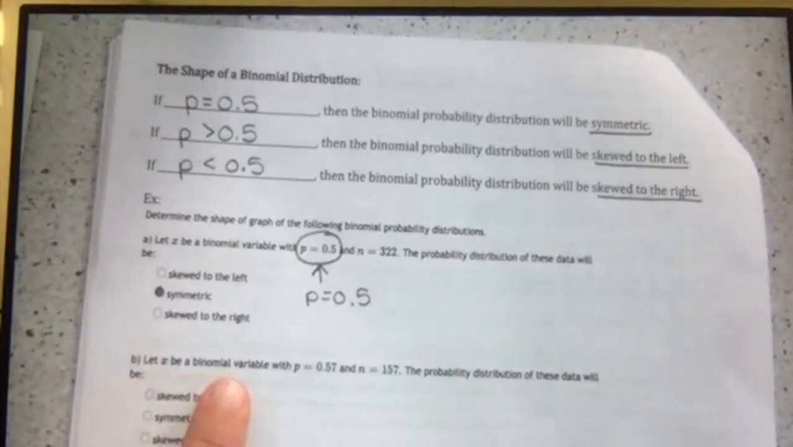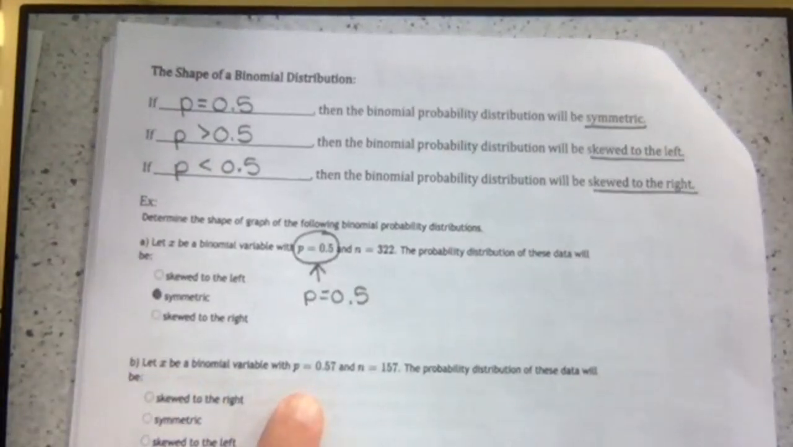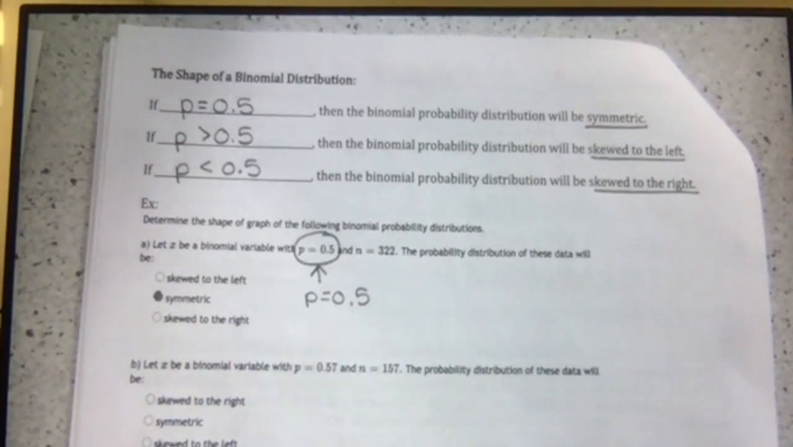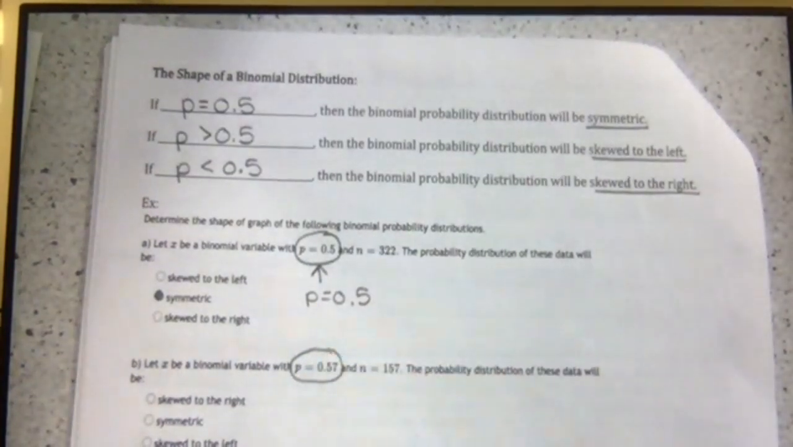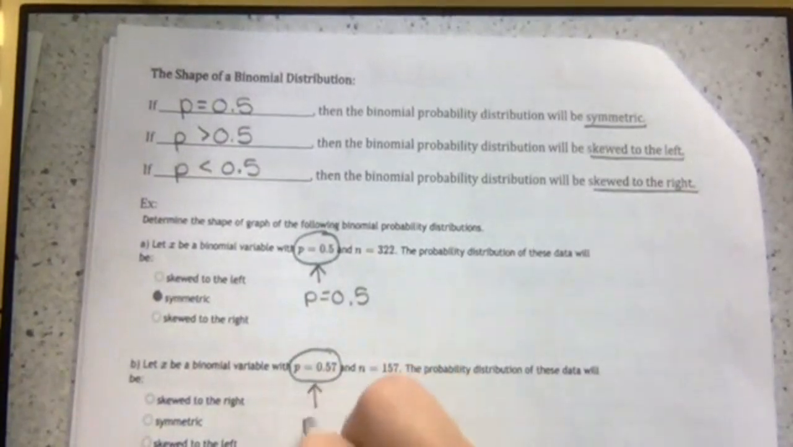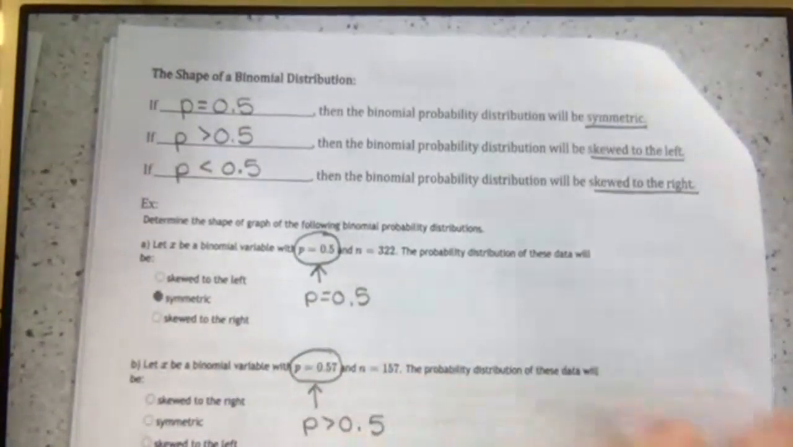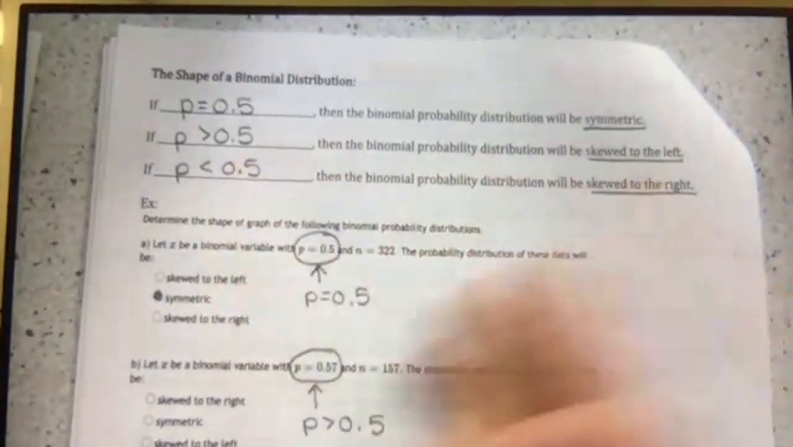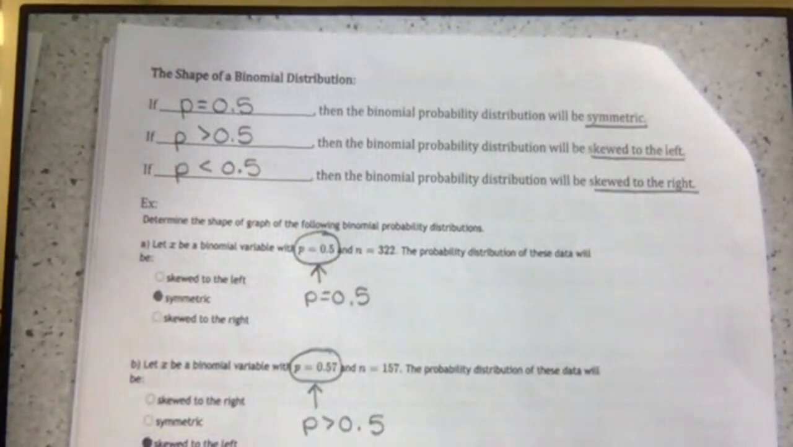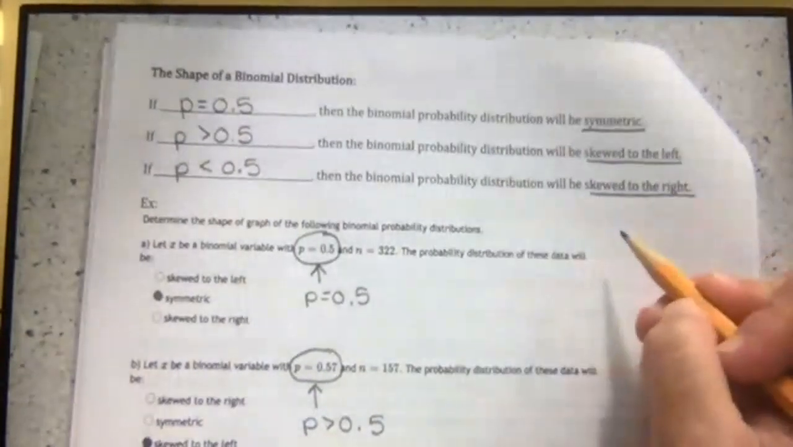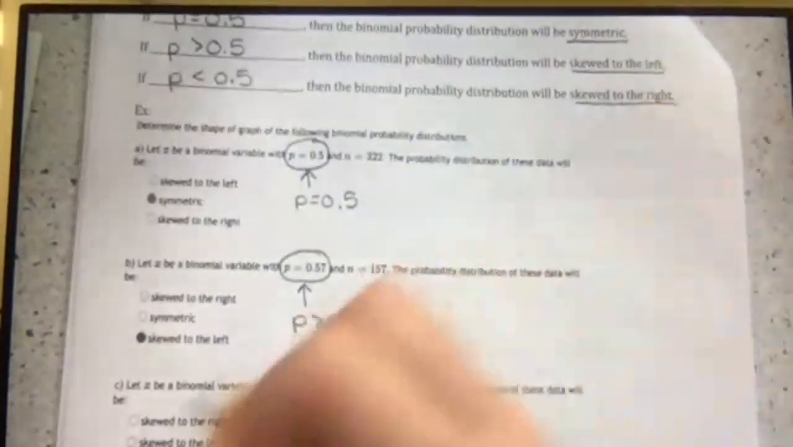Same thing for the next one. Let x be the binomial variable with p being 0.57, n being 157. I don't really care. Then the probability distribution of this data will be blank. So looking at our p-value, 0.57. This p-value is greater than 0.5. Greater than 0.5 means skewed to the left. Last but not least, let x be the binomial variable with p being 0.22. This p-value is less than 0.5, so we know from our rule, less than means skew to the right.